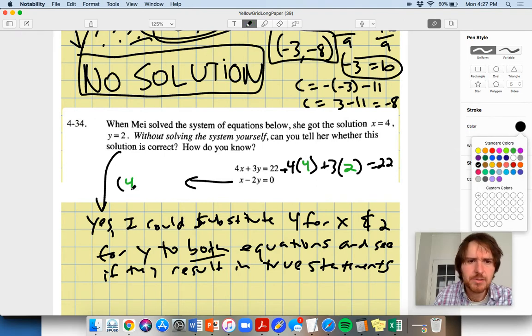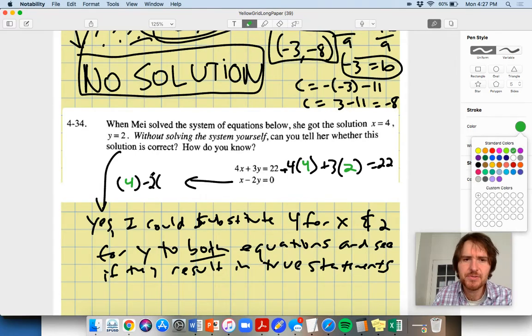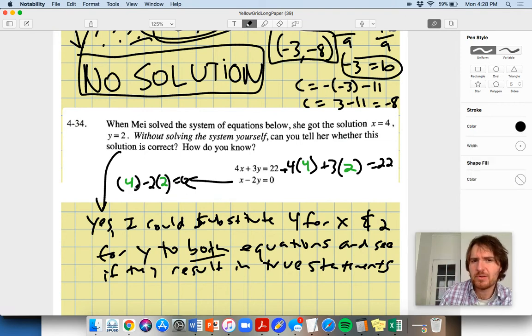Okay, and we're going to subtract 2y. And y, my friends, is 2. Why? For the love of God, why? And that equals 0. So this one, we can start with this one here.